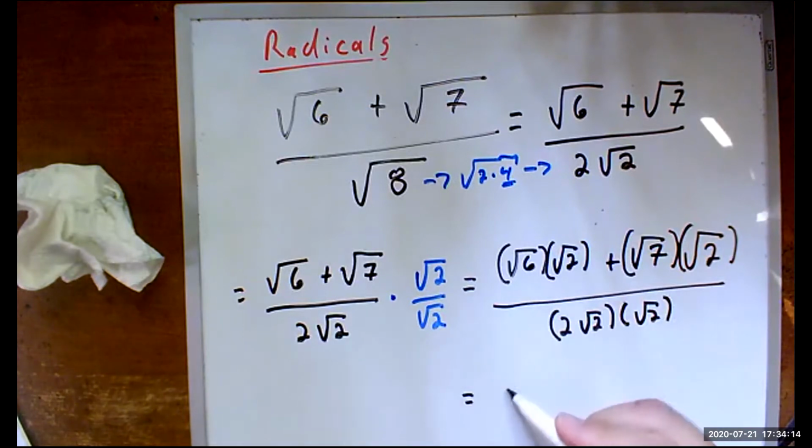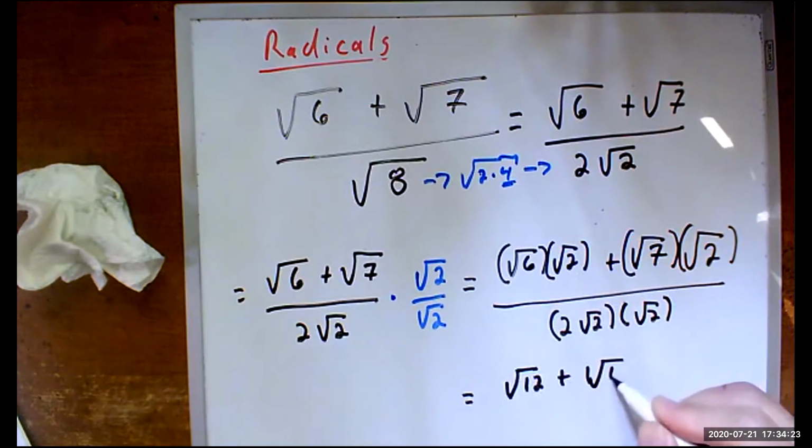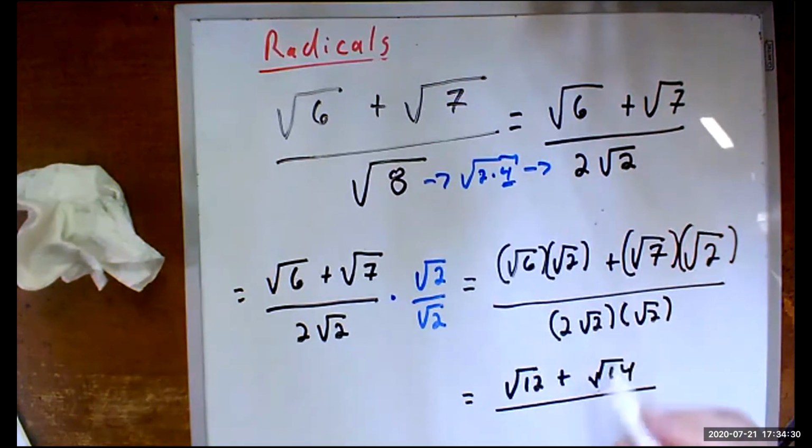But we can simplify all of this now, and I end up with the square root of 12 plus the square root of 14 all over 2 times 2.